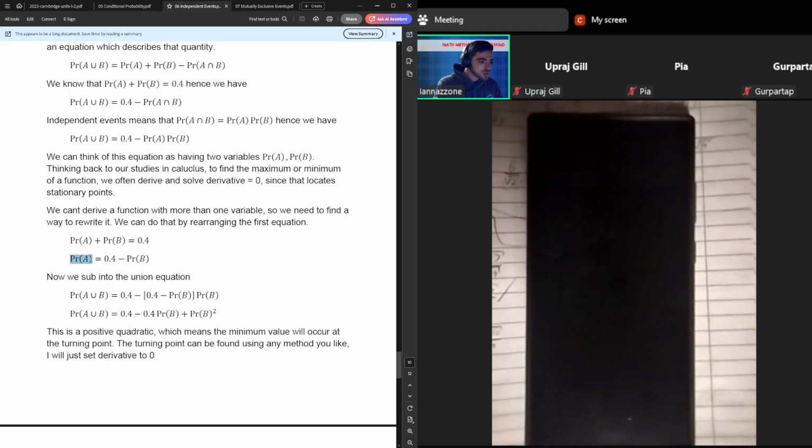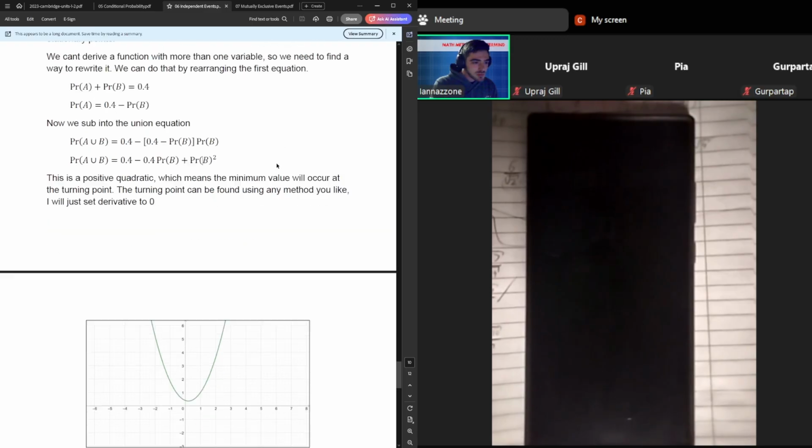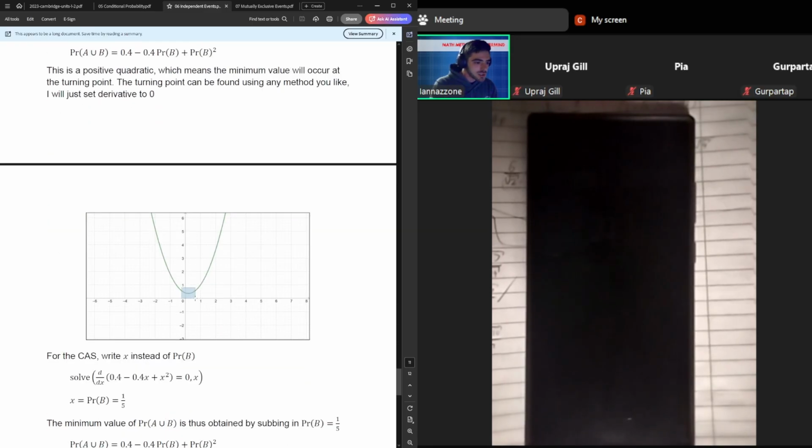So every probability of A in our equation, so just this one here, is going to be replaced with our expression for it. That's what this bit's all here for. This goes to this. From there, you can expand this out, and lo and behold, you have a squared term in there, hence you're working with quadratics. This is a positive quadratic, which means your minimum is going to be at a turning point. Just for fun, here's what this would look like if you were to sketch it. Reminder at the top of the question, this was a CAS question, so you're allowed to sketch these things if you like.